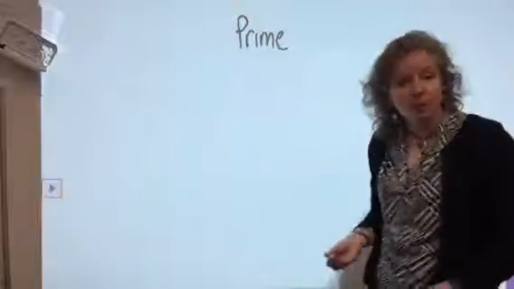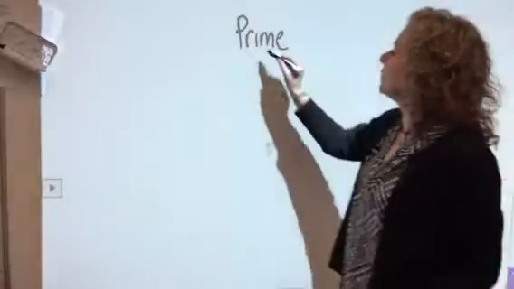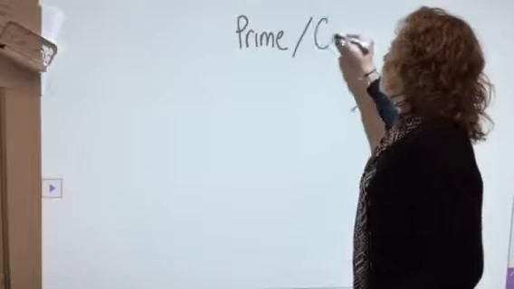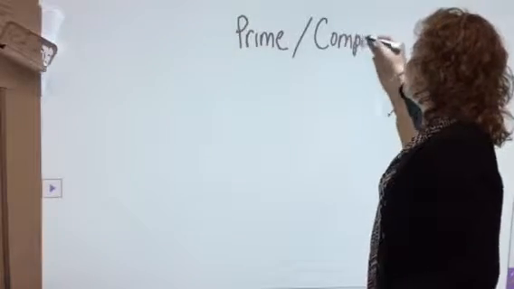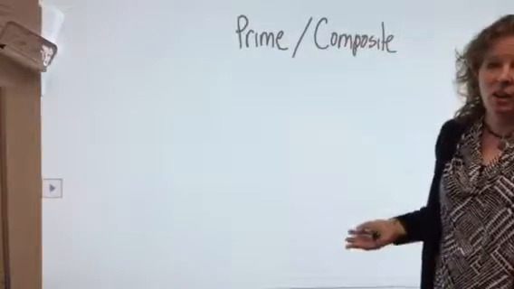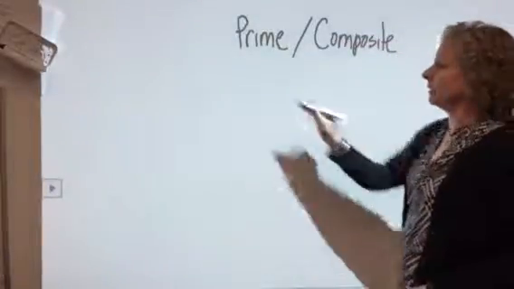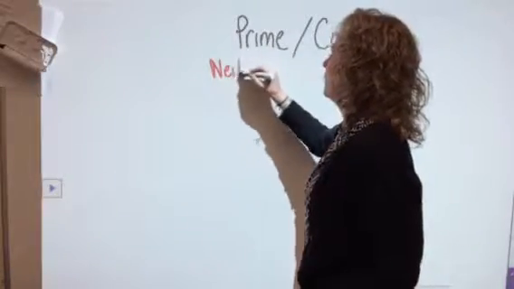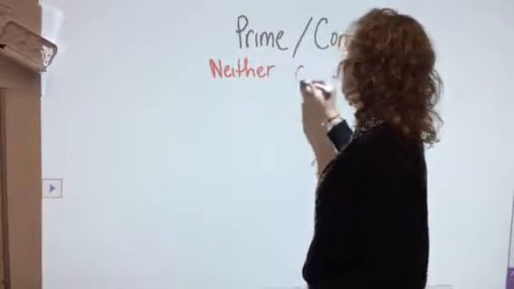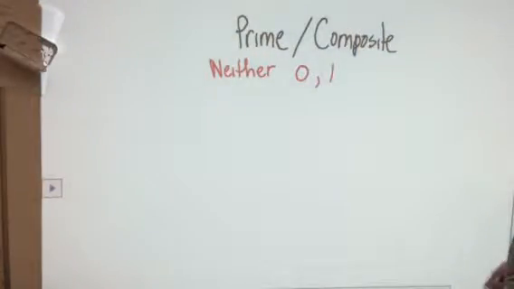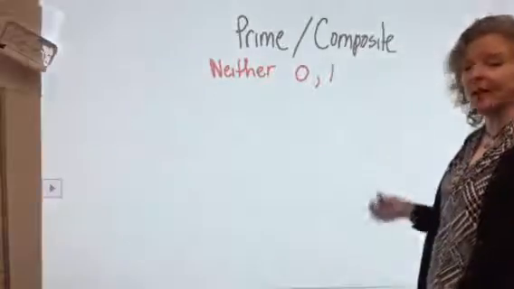If it's a prime number, it just means the only factors of a number are 1 and itself. So if it's composite, it means that it has other factors. Now, there are two strange numbers that are neither prime nor composite. And this you just have to memorize, okay? 0 and 1. They are neither prime nor composite, okay? They're just weird numbers. They don't fit in these categories.